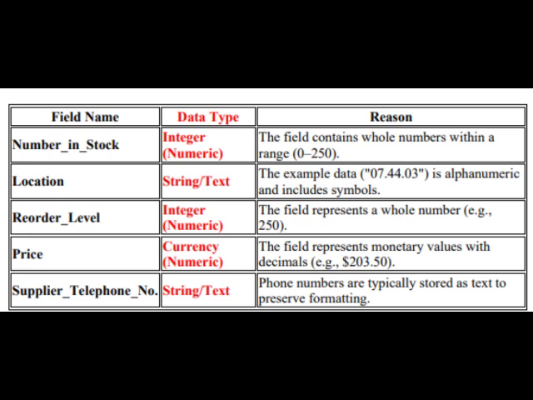Validation checks ensure data integrity and accuracy in the product database. For number in stock, a range check can confirm values are between 0 and 250, while a presence check ensures this field is not left empty. For location, a format check can verify that the input follows the expected pattern, and a length check ensures consistency, requiring the data to have a specific number of characters.